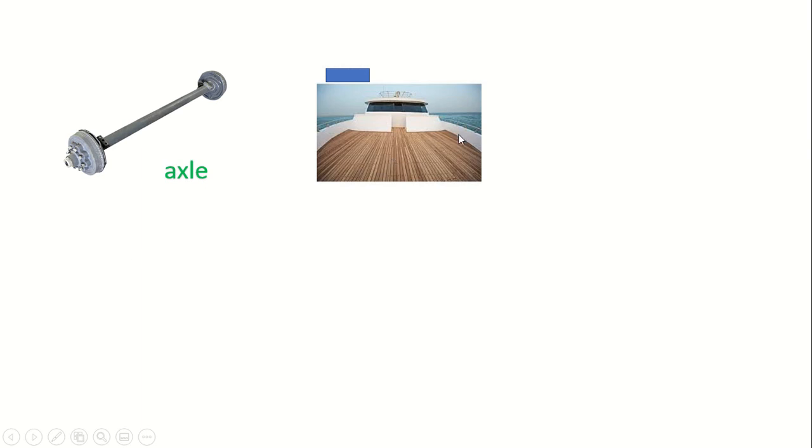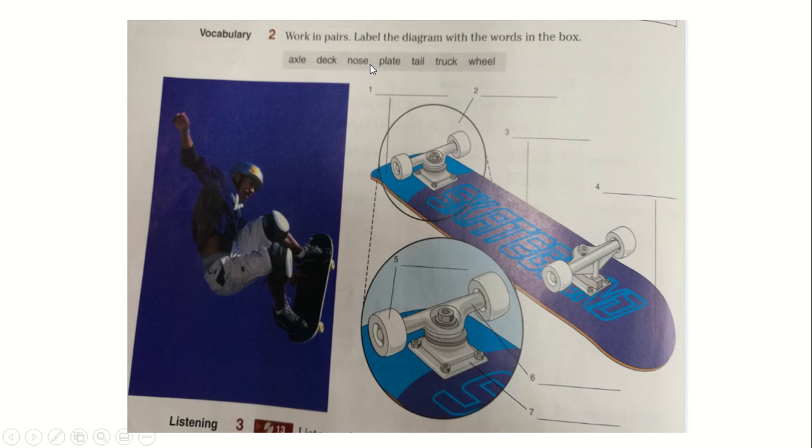Very good. And this is a boat, and we are concerned about this part, سطح. Okay, it's called deck. D-E-C-K, and this part is where people stand or sit. Now, what we need to do is to look at this picture and see what is this person doing. Yes, he's jumping using a skateboard.